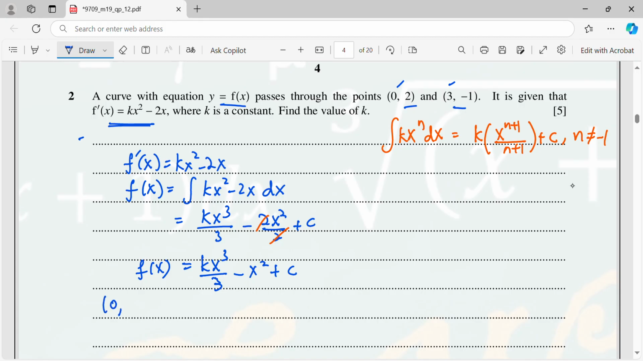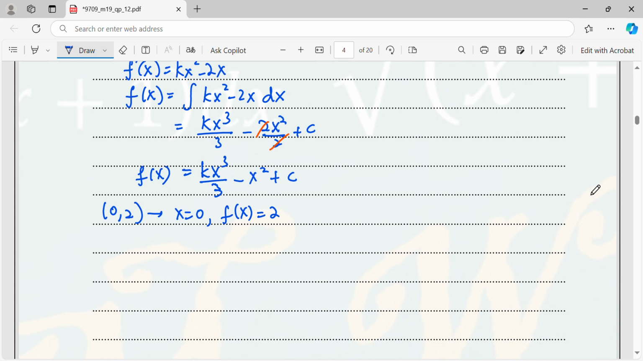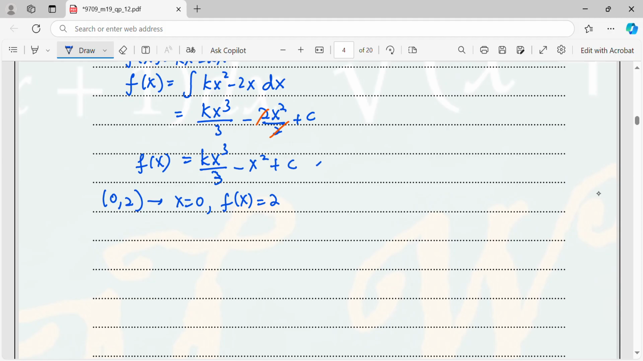Now it's mentioned that f(x) passes through 2 points. I will consider the first point, which means x is 0 and f(x) is positive 2. I substitute into the previous equation. The left side is 2, and on the right side, k times 0 cubed over 3 is 0, the second term is also 0, then plus c. Hence c equals 2.